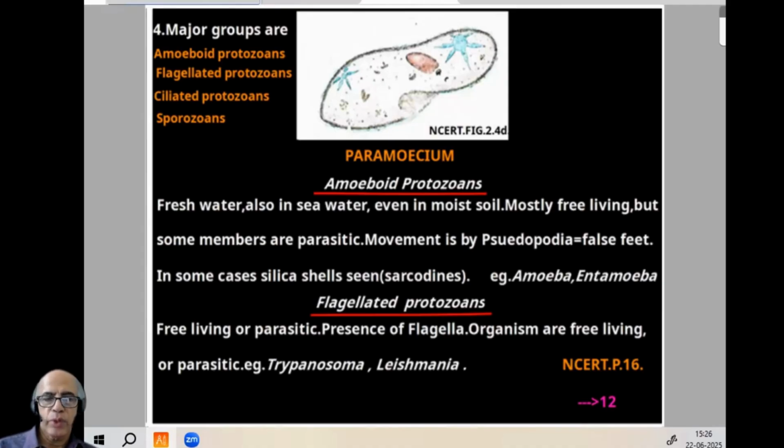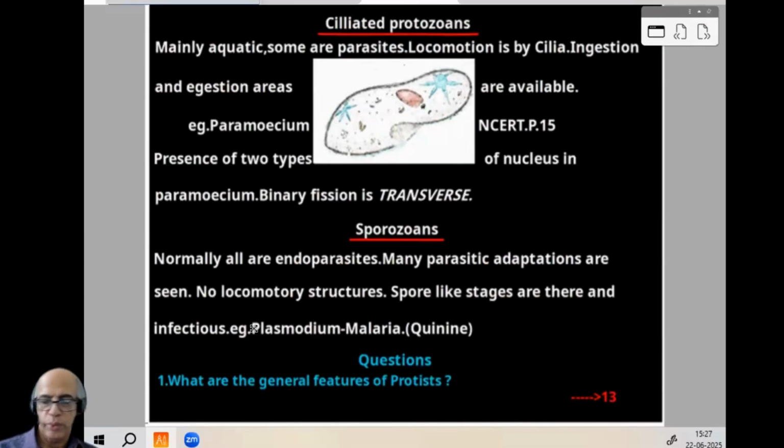Next is flagellated protozoan, where we can find flagella, free living or parasitic. Organisms are free living or parasitic. Examples are Trypanosoma and Leishmania. Flagellated protozoan. Now comes the next group, that is ciliated protozoan.